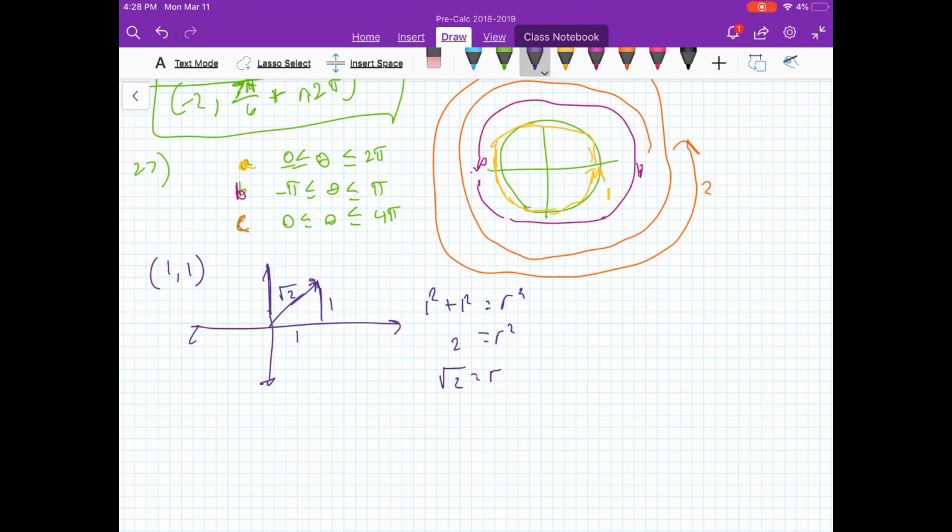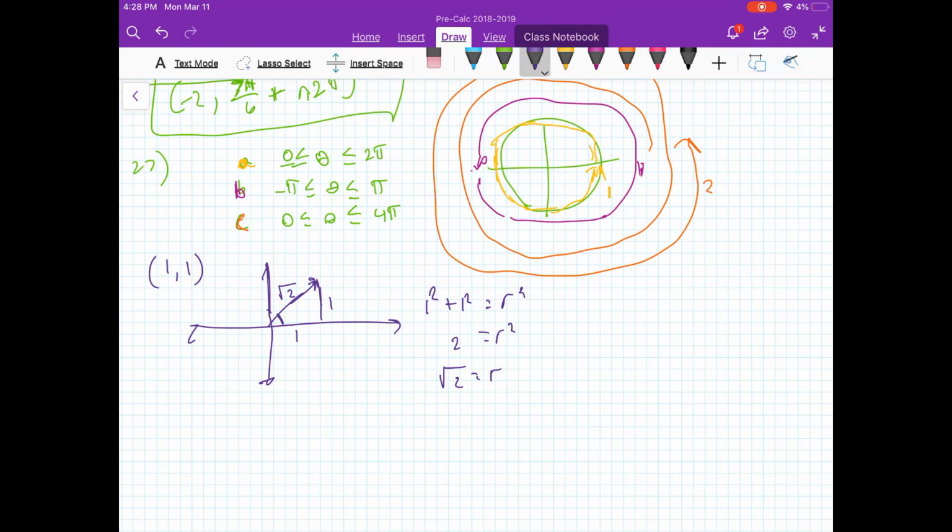So from 0 to 2 pi, we've got this point here. Before we even get to that, what is this? This is a 45-45-90 triangle. If we wanted to write one of the points, that'd be root 2 and then 45 degrees. So that's one of our points, and that's between 0 and 2 pi. So for A, at least one of them is root 2, 45 degrees.